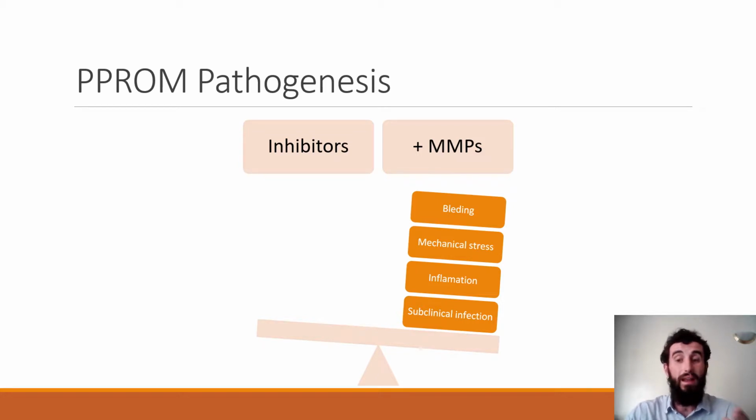So there's a continued balance between the inhibitors of the MMPs and the MMPs. And there are some situations that increase the number of the metalloproteases. As bleeding, we will see that the abruptio placentae is a risk factor. The mechanical stress, that's why we don't recommend, for example, to a pregnant woman to run a marathon. The inflammation with the tobacco, for example, and also subclinical infection, we will see that the colonization of bacteria is also a risk factor to have a rupture of membranes.